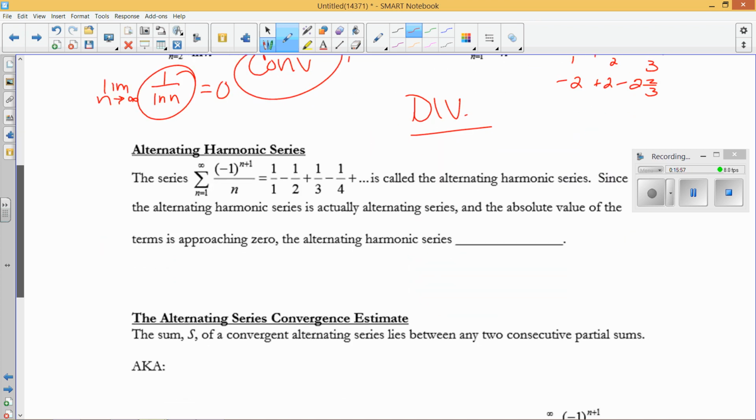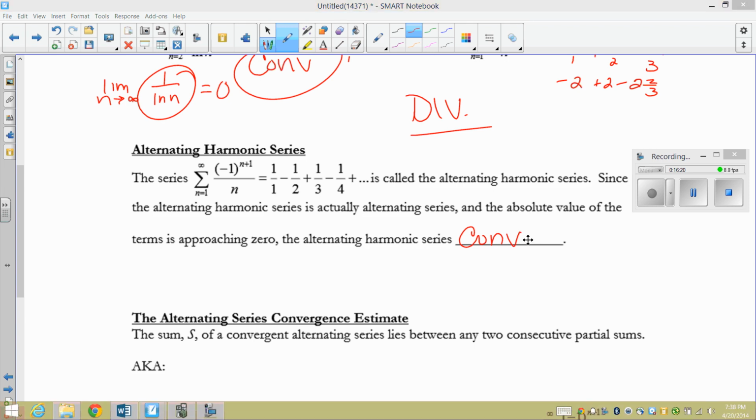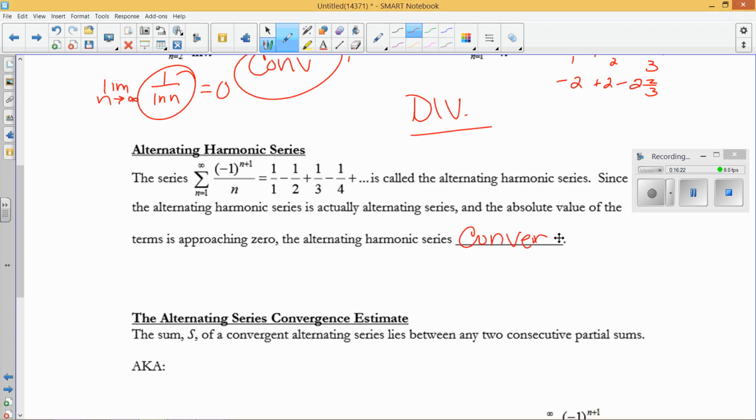Okay. That means the alternating harmonic, the one that I wrote right up at the top, 1, a half, third, a fourth, a fifth, a sixth. When we had a regular harmonic, that diverged. But if you have an alternating harmonic, since it's actually an alternating series and the absolute value of the terms is approaching 0, the alternating harmonic converges. Oh, my pen died. There we go. Converges. Ta-da! Done.